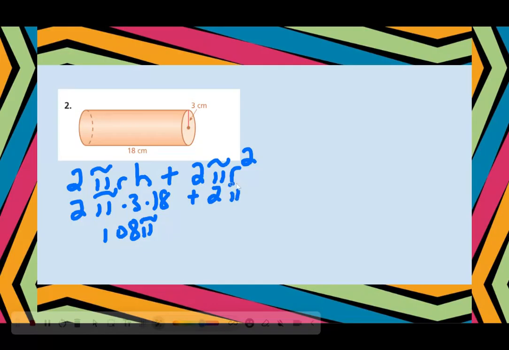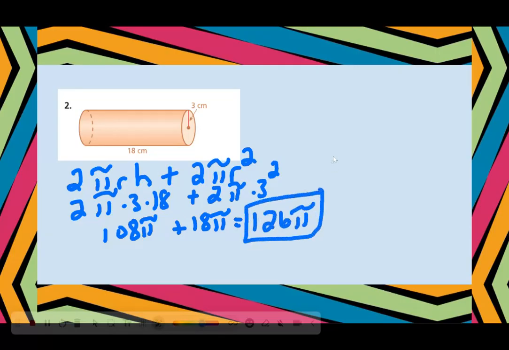Plus 2 times pi times 3 squared. 3 squared is 9. 9 times 2 is 18. So 18 pi. So 108 plus 18 is 126 pi. So 126 times 3.14, I got 395.64 centimeters squared.